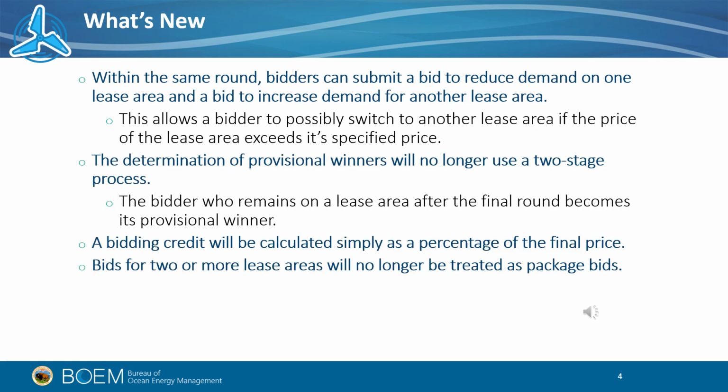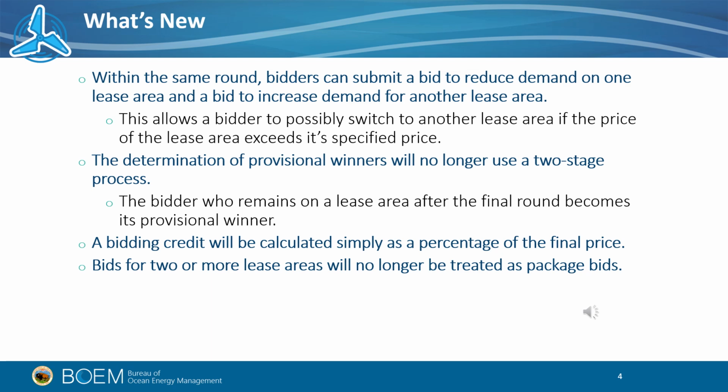The second change is in bidding. Within the same round, bidders can now submit a bid to reduce demand on one lease area if they are not willing to pay the full price for that area in that round, and a bid to increase demand for another lease area. The third change is that the determination of provisional winners will no longer use a two-stage process.